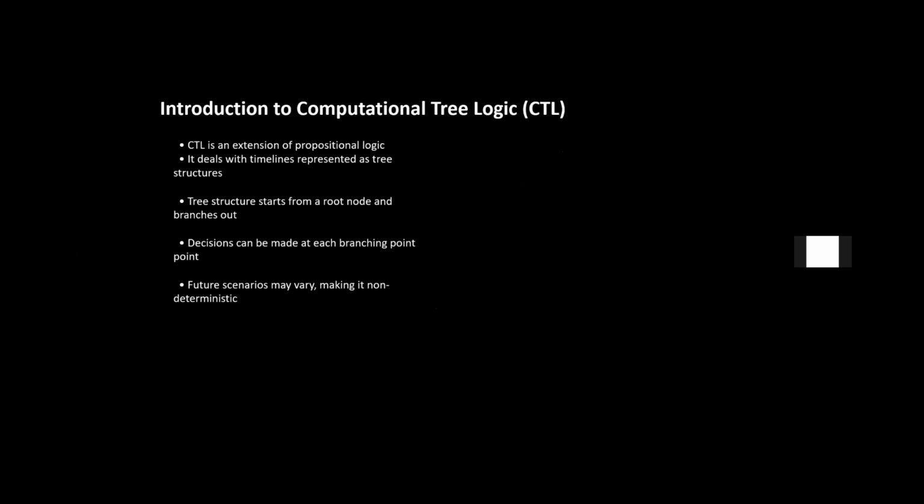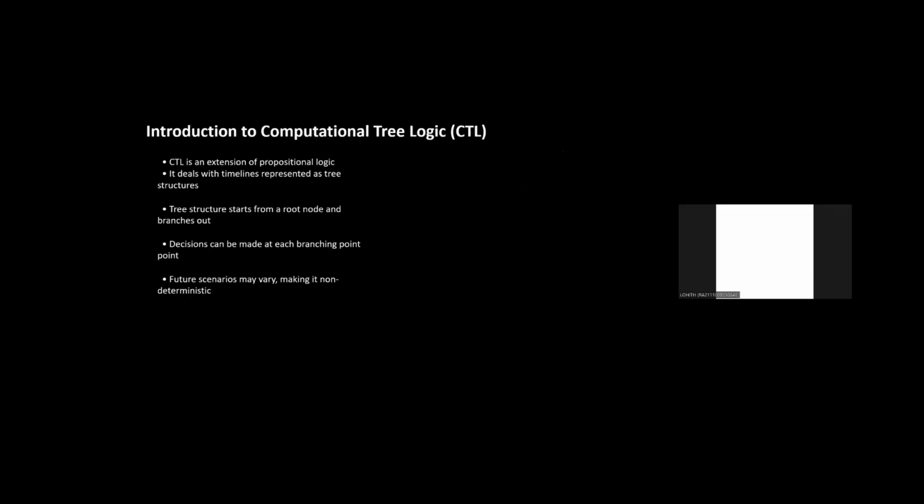Computational tree logic is indeed an extension of propositional logic designed for reasoning about systems with temporal aspects. It is particularly useful for specifying and verifying properties of systems that evolve over time, such as hardware circuits, software programs, and even complex processes in various domains. Computational tree logic is often used in model checking and formal methods for system verification.